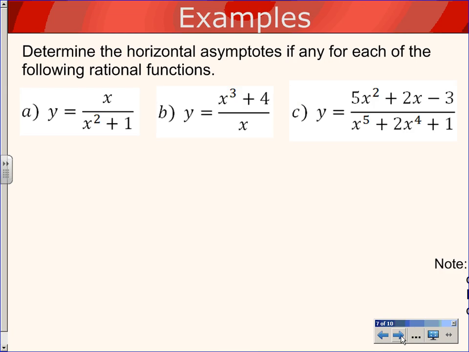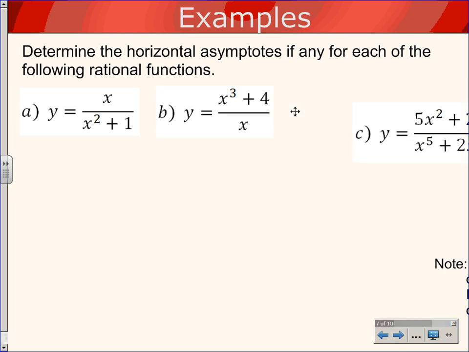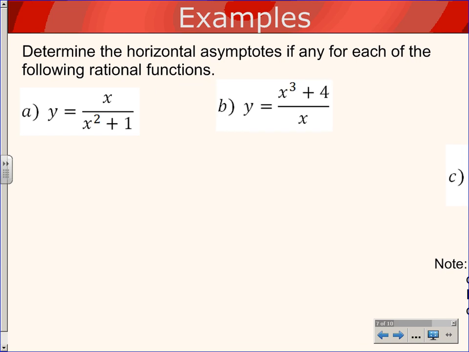So what would happen here? Determine the horizontal asymptotes, if any, for each of the following rational functions. Let me get rid of these ones for a second, so I have a little more space. Some of this you might remember from advanced functions. You might remember some of the rules, and that's good. Rules are good, but I want to make sure we understand why everything's happening.